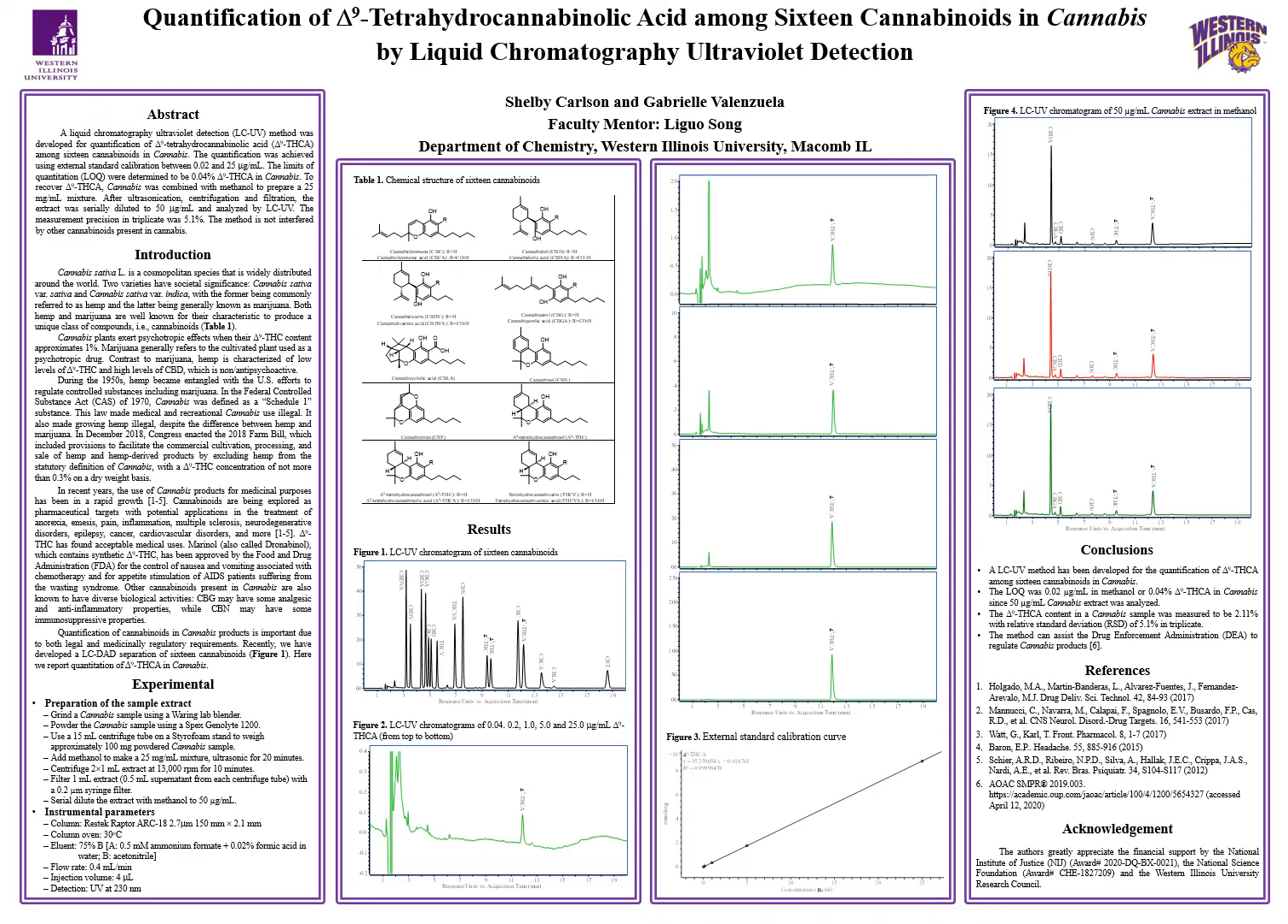The quantification was achieved using external calibration, standard calibration between 0.02 and 25 micrograms per milliliter. The measurement precision in triplicate was 5.1%. The method is not interfered by other cannabinoids present in cannabis. So basically, we're trying to be able to say this is delta-9 THCA among other cannabinoids present in the sample.